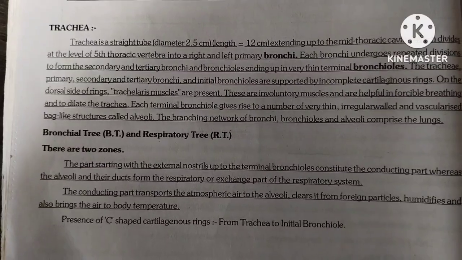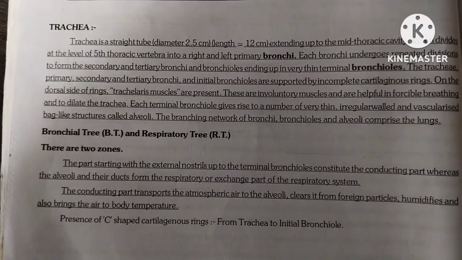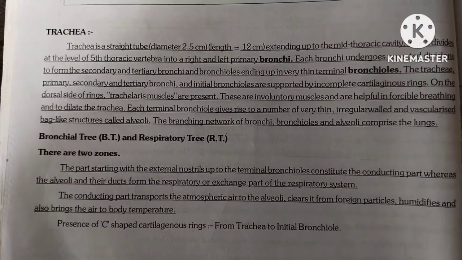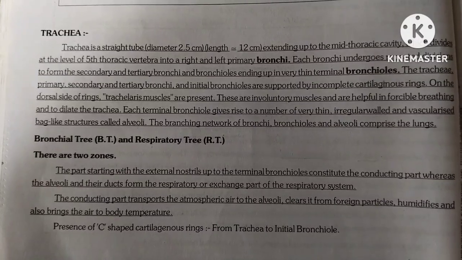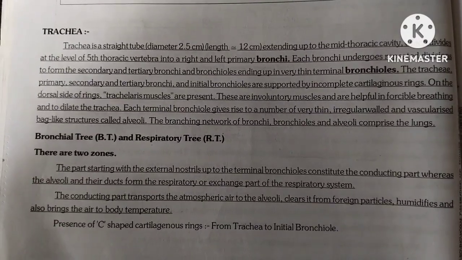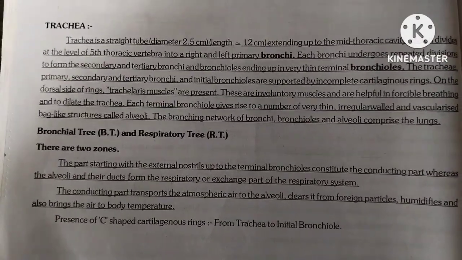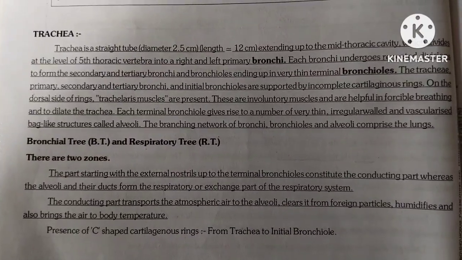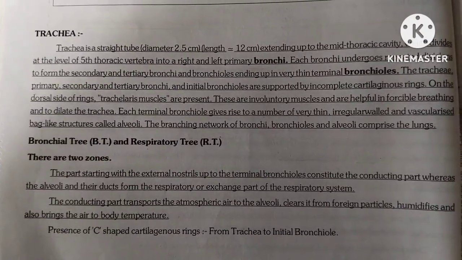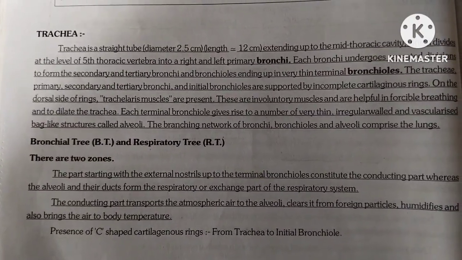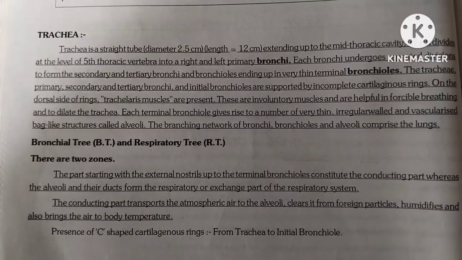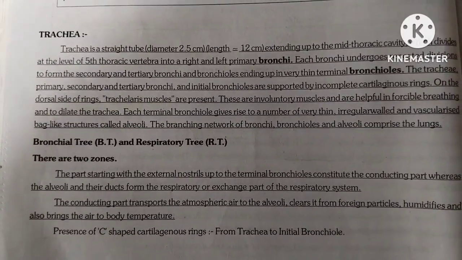bronchioles. The trachea, primary, secondary, and tertiary bronchi, and the initial bronchioles are supported by incomplete cartilaginous rings on the dorsal side of the rings. Tracheal muscles are present. These are involuntary muscles and are helpful in forcible breathing and to dilate the trachea.